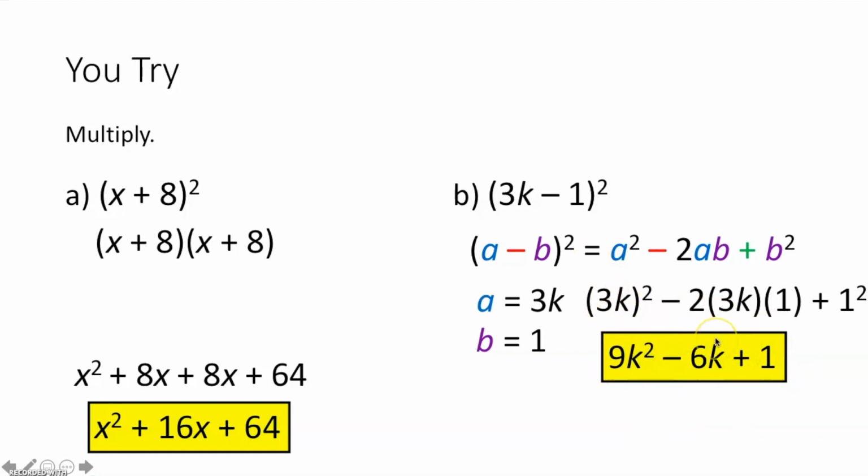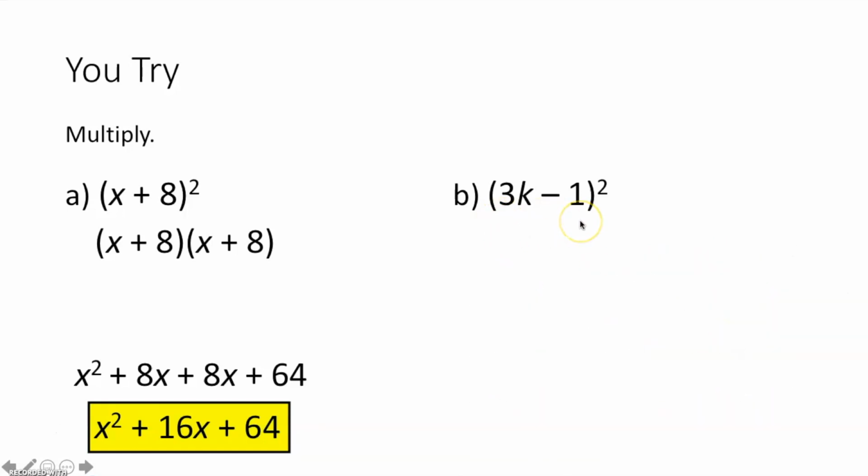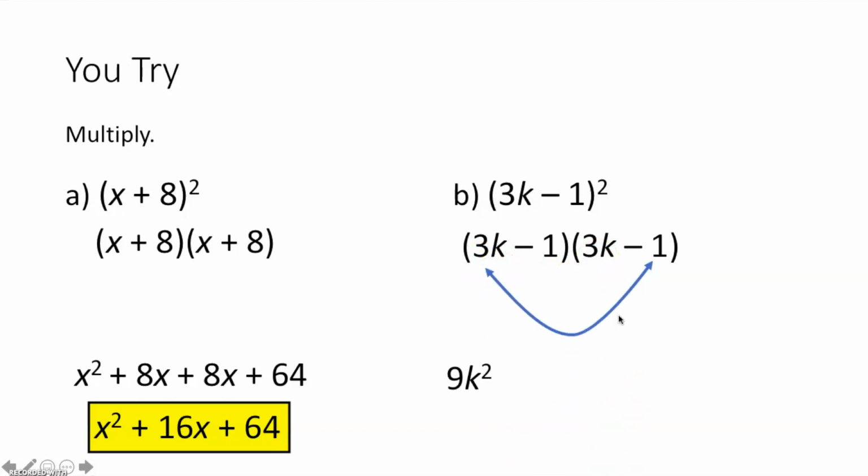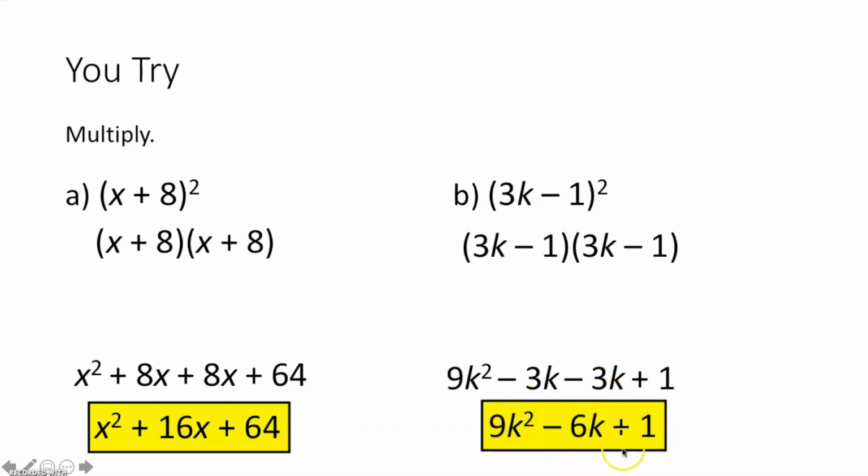Let's say you forgot the shortcut though. You can always change this guy to 3k minus 1 times 3k minus 1. Then you just FOIL. Multiply the first terms together, multiply the outer terms together, multiply the inner terms together, and then the last terms together. Negative 1 times negative 1, positive 1. So we combine like terms in the middle. Negative 3k minus 3k makes it more negative, so it's going to be negative 6k. And that's the exact same thing we got with our shortcut. You can get it either way.